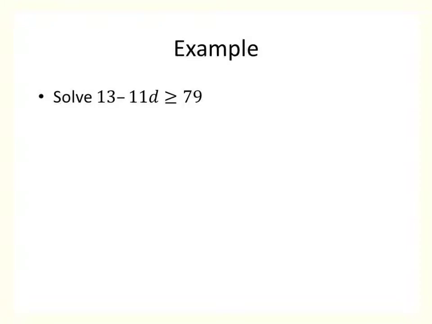If we have 13 minus 11d is greater than or equal to 79, how do we get d by itself? Okay, the first step is to subtract 13 from both sides. Don't forget that negative there. Negative 11d is greater than or equal to... We are not switching the inequality because we did not divide by a negative. We just subtracted. So we get 66.